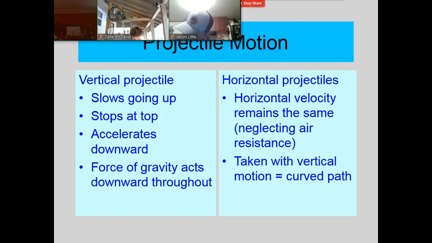Now, what if you could fire an object perfectly horizontally? The horizontal component of the velocity would remain the same throughout the motion. That's ignoring air resistance, neglecting air resistance. I guess that's all I got on that.